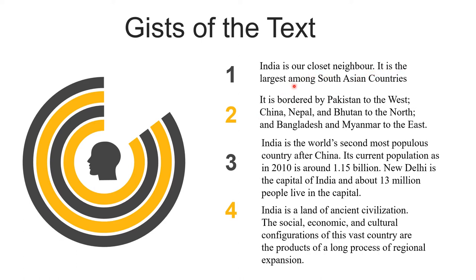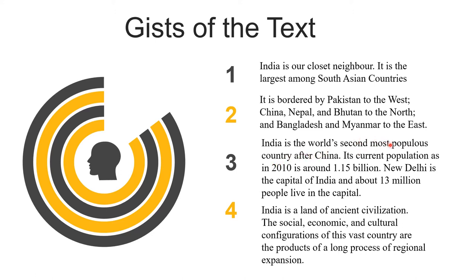It is the largest among South Asian countries. There are eight countries in South Asia, and India is the largest among all of these countries. It is bordered by Pakistan to the west, China, Nepal and Bhutan to the north, and Bangladesh and Myanmar to the east. E poshchime royeche Pakistan, uttore ache China, Nepal and Bhutan, ebong purbe Bangladesh ebong Myanmar obosthito.